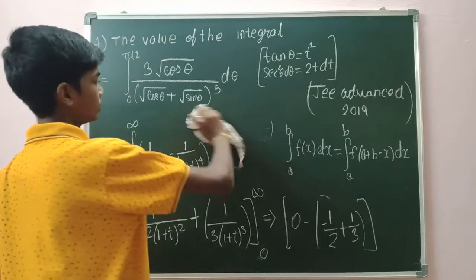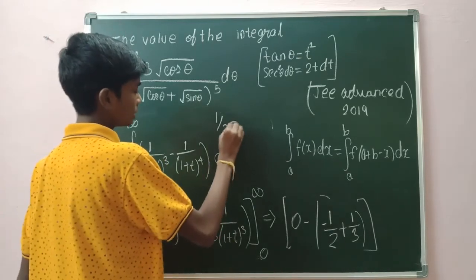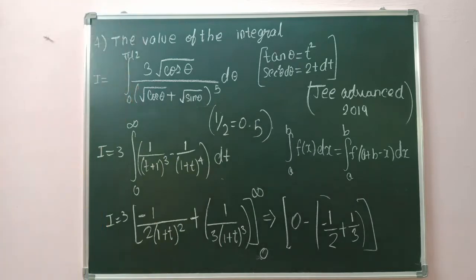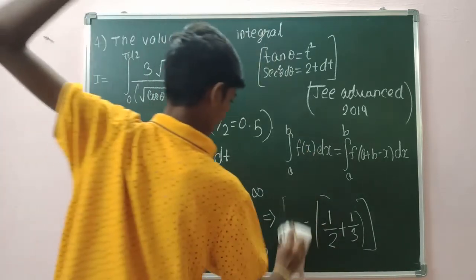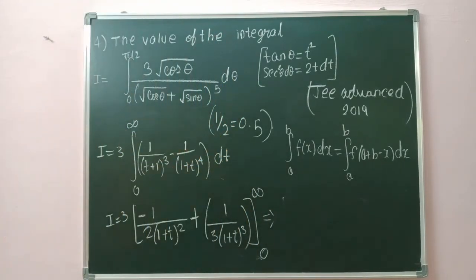Okay, no, this is not the answer. 1 by 2 is the answer, and that is equal to 0.5. Okay, 1 by 2 is the answer for the question. Just solve it up. And this is also wrong, I think so. So 1 by 2 will be the answer for the question.